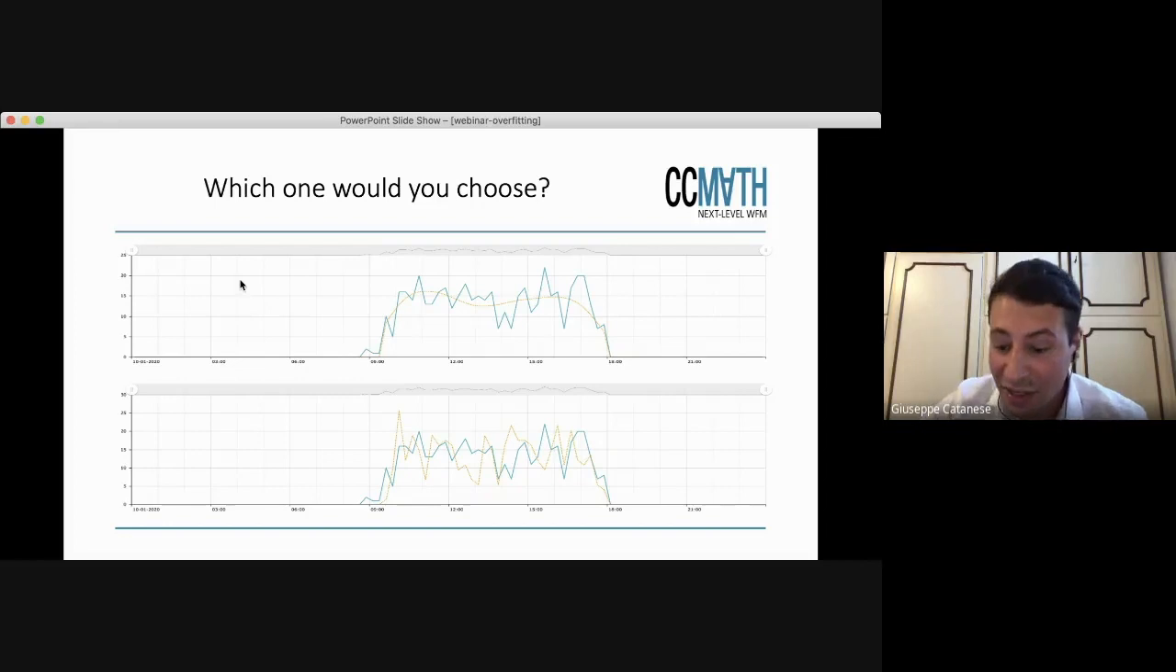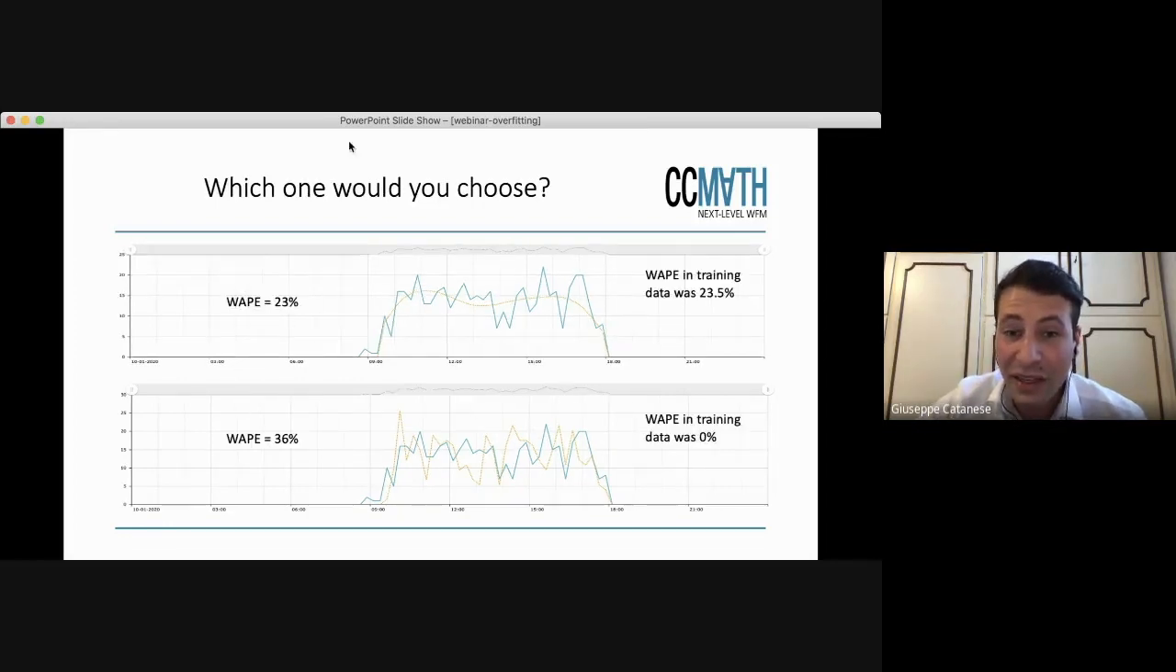Yes, exactly. The first one is the best. And we see that on this data, the first model achieved a 23% WAPE, and the second a 33% WAPE. But how come that someone can have such a bad performance on the second? How did it happen?